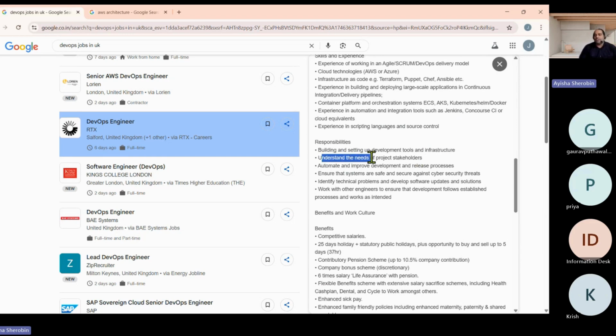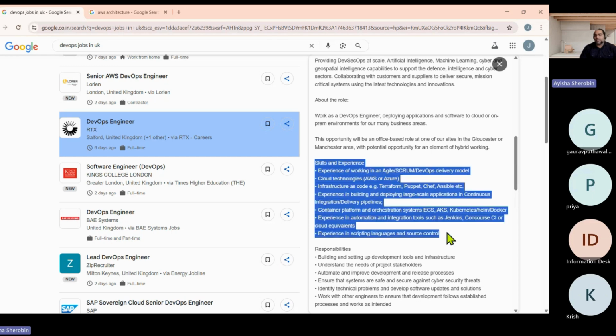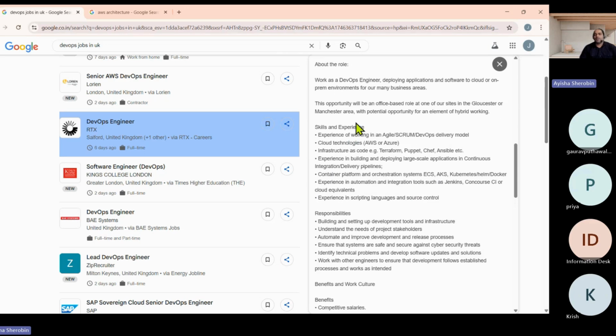And understanding the needs of project stakeholders: we will be attending the daily stand-up calls to understand the actual requirements of the project stakeholders, and automate and improve the development and release process, and also ensure system stability, safety and security. We also identify technical problems and issues in the pipelines and solve them. All these are roles and responsibilities of a DevOps engineer, and these are the skill sets they are looking for. Hope this is clear to you.